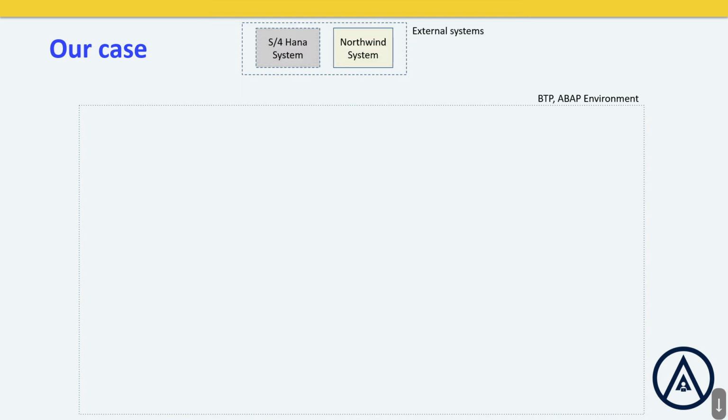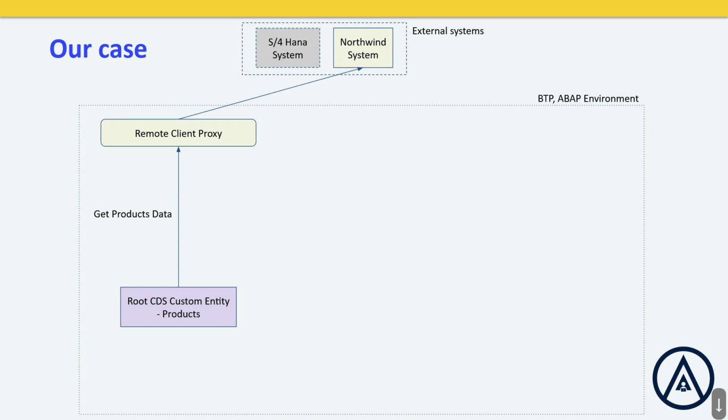So what I was saying is first we will take an external system. Here it's the Northwind system, but it can also be your ECC system, your S4 system. You just need a remote API, and we will build a remote client proxy. This remote client proxy will allow you to consume easily the external system, and then on top of this, we will create a CDS custom entity, which will call the remote client proxy to get the data from the remote API.